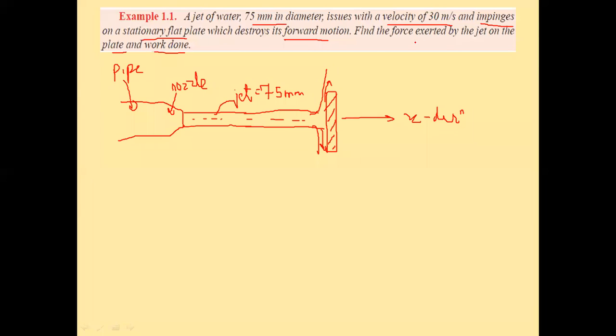And we have to find the force exerted by the jet on the plate and the work done. Now, what is the formula for force exerted by the jet on the plate? It is rho a v square. Correct?